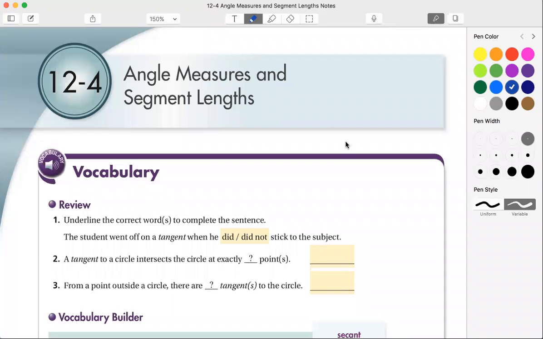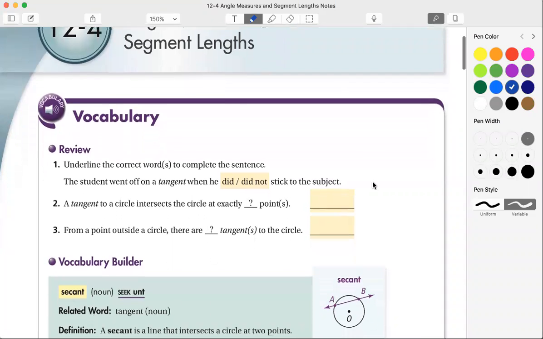All right, section 12-4, angle measures and segment lengths. So we're going to underline the correct word to complete each sentence. The student went off on a tangent when he did not stick to the subject. A tangent to a circle intersects a circle at exactly one point. From a point outside a circle, there are two tangents to a circle.